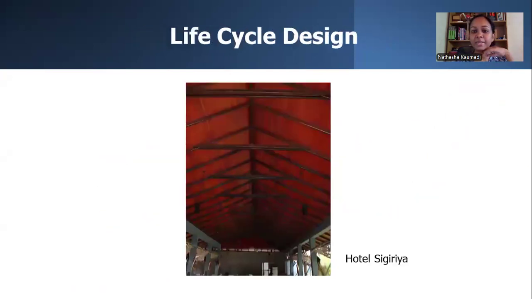So the next one is some examples of this life cycle design. Now this is one photograph taken from Hotel Sigiriya. Now if you can see here, there are no air conditioners or fans fixed on the roof, right? Because at the design stage itself, they have designed this. This is the restaurant, if I'm not mistaken. In this restaurant there are no windows or anything, it is open space.